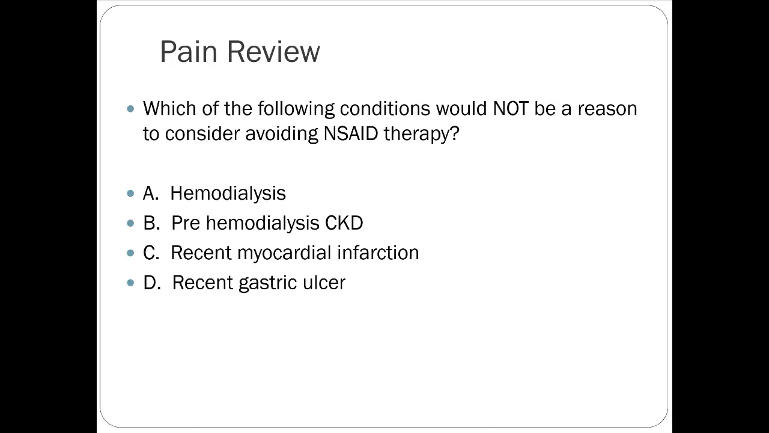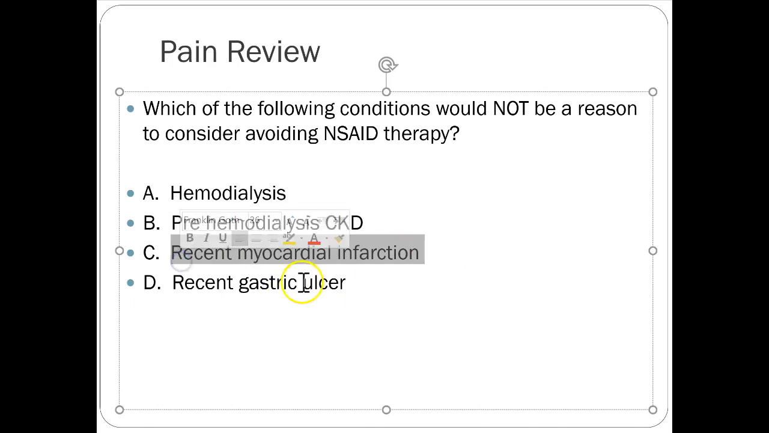Which of the following conditions would not be a reason to consider avoiding NSAID therapy? So talking about NSAID side effects and contraindications. This is a little bit of a tricky question. So we've got pre-hemodialysis CKD, hemodialysis, recent myocardial infarction, and recent gastric ulcer disease. So the process of elimination, hopefully cardiac events should be a very clear one that we aren't giving NSAIDs with cardiac events. Recent gastric ulcers, a recent gastric ulcer is something we want to make sure that's healed fully before we start any type of NSAID therapy.